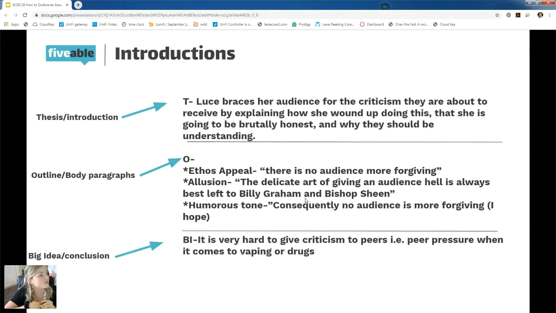Thesis/introduction. Lucy braces her audience for the criticism they're about to receive by explaining how she wound up doing this and that she is going to be brutally honest and why they should be understanding. And then just like I put in my previous slide, for my outline I just put my top three ones I wanted to use for body paragraphs.